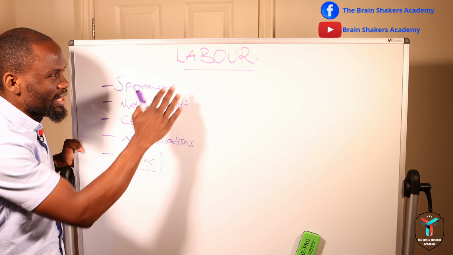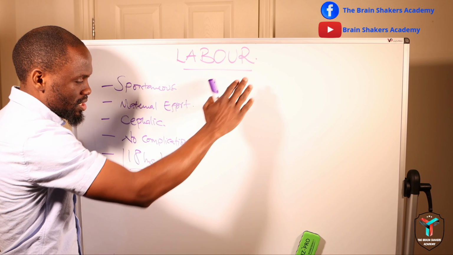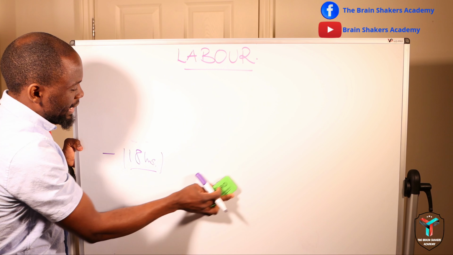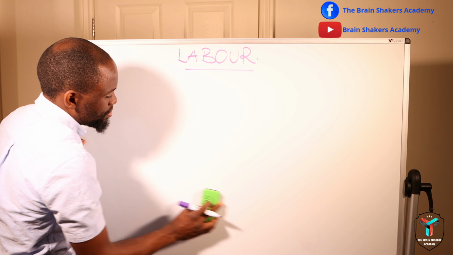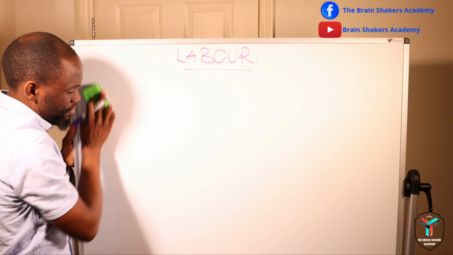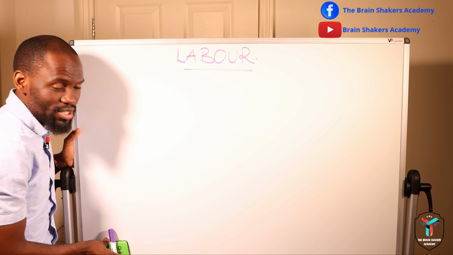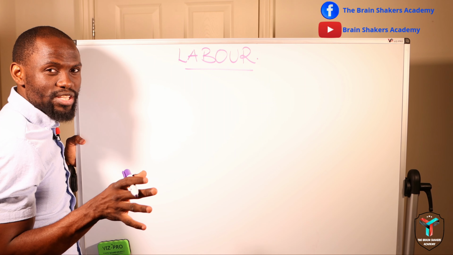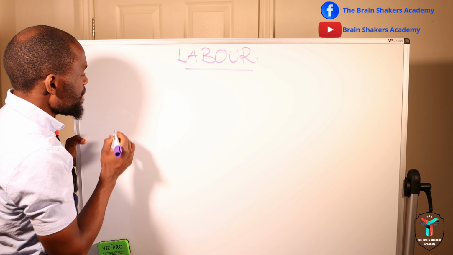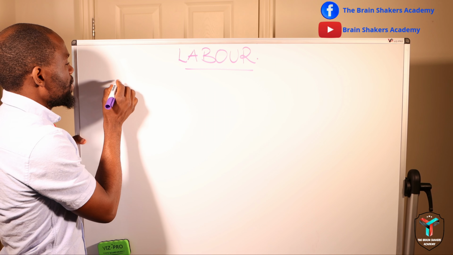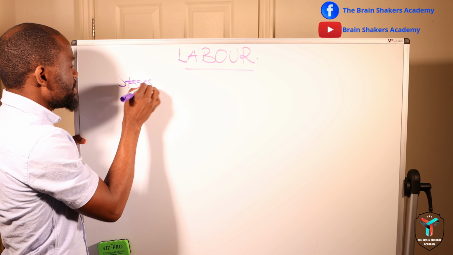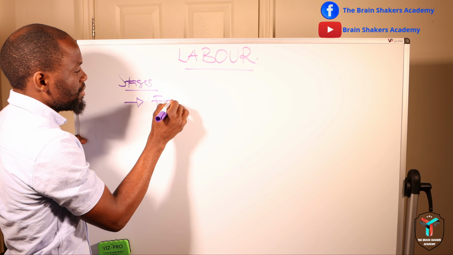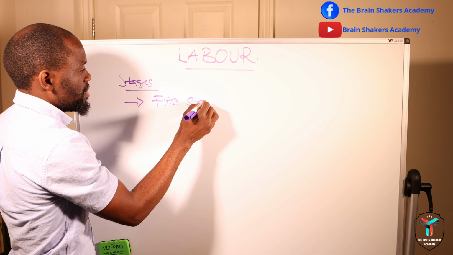Now let's quickly dive in and look at what the stages of labor are. So the process of labor basically has about three main stages, and in different literatures you find the fourth stage. So do stay tuned so you can also know what the fourth stage of labor is. So the three main stages of labor, we're going to obviously have, number one is going to be what we refer to as the first stage.